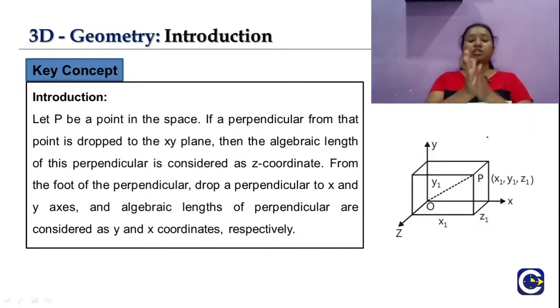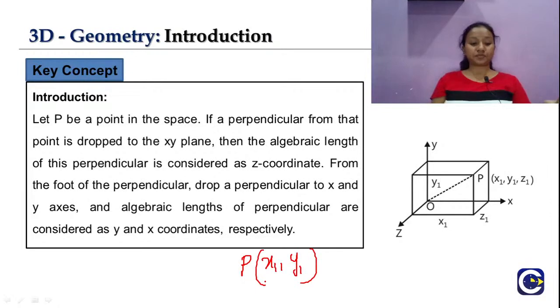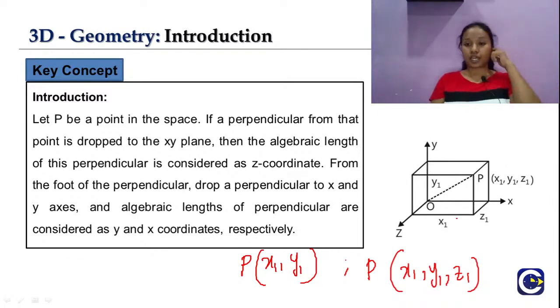So the only thing to identify here is that in 3D geometry you have three coordinates. Initially, the coordinates of a point in 2D geometry were simply x1 comma y1, because it's a 2D plane. Whereas in 3D, there is a new coordinate, z, and we locate the point with respect to all three coordinates, given as x1 comma y1 comma z1.